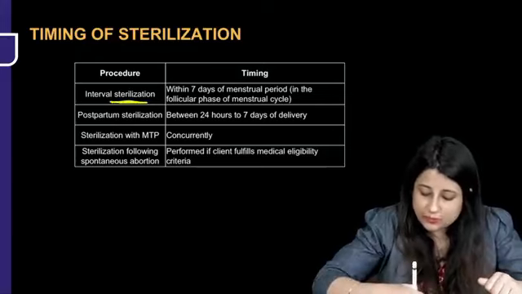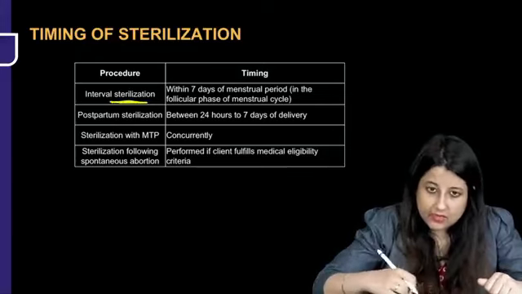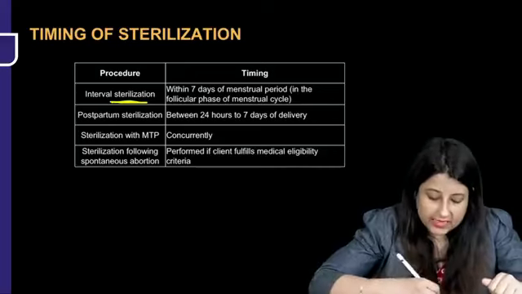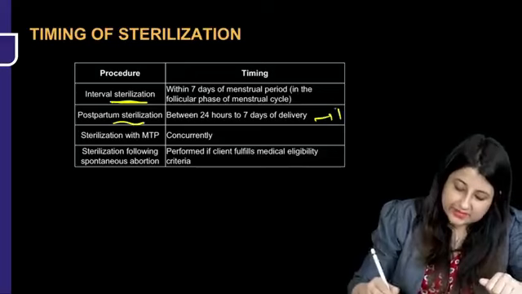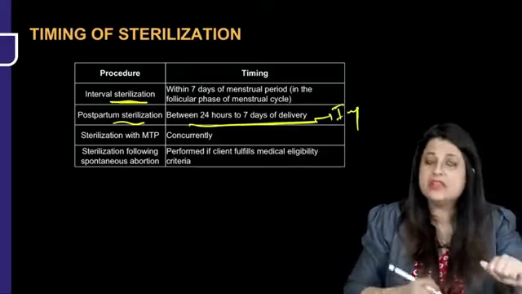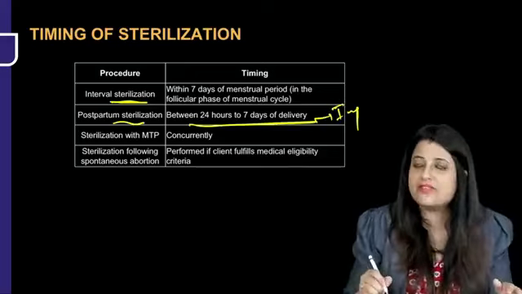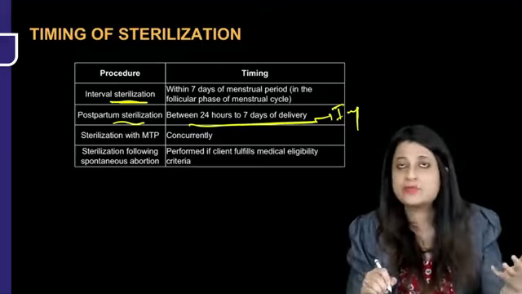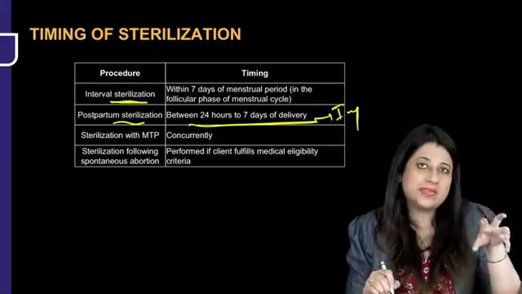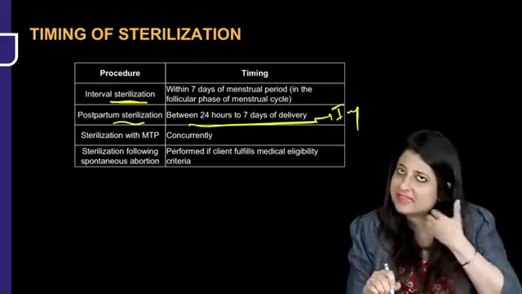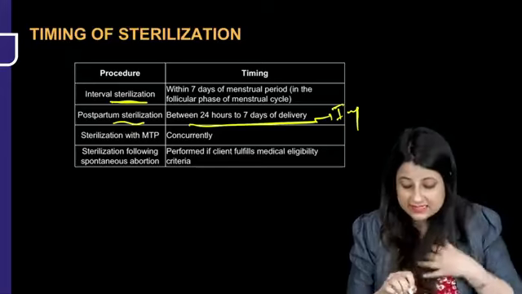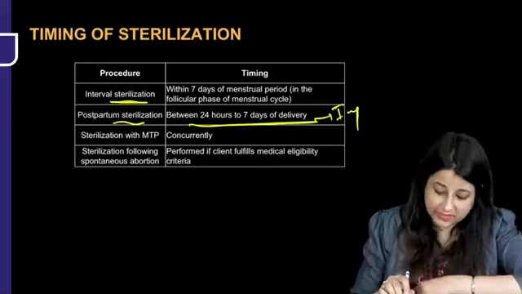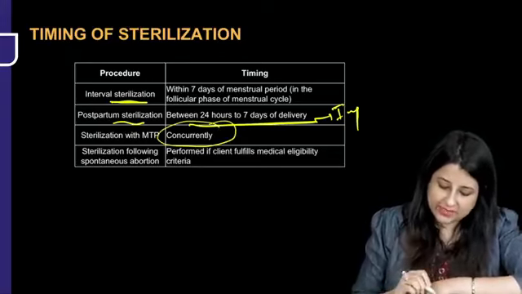Interval sterilization is within 7 days of the menstrual cycle, in the follicular phase. Postpartum, please remember this, it is important: it can be done between 24 hours to 7 days. Actually, what happens is, immediately after delivery, if you get a tubectomy done, the tubes are edematous, so the chance of failure is slightly there. So we give it at least some time. Postpartum sterilization is between 24 hours to 7 days of delivery. Sterilization with MTP can be done.